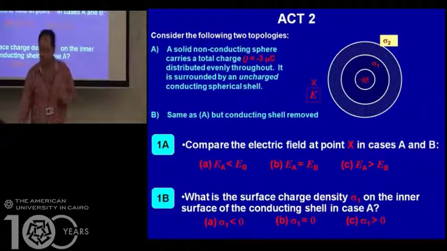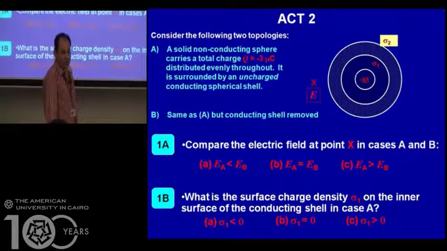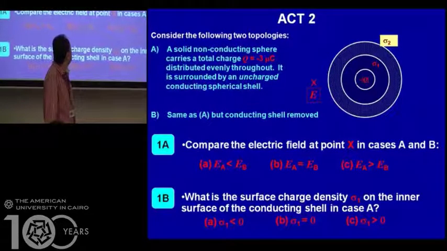Which one is non-conducting? Outer. Guys, you're confusing yourselves now. You're really confusing yourselves. Do you understand that problem?